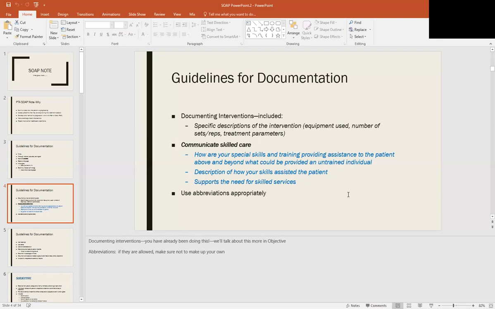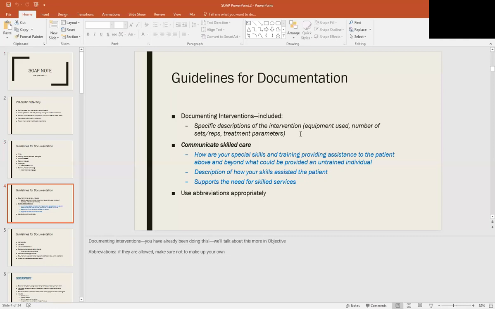On this last bullet point, we want to use abbreviations appropriately. Like we saw in class last Friday, abbreviations can become confusing, especially if they mean more than one thing. And the way that I need to teach you guys how to document is to write without using abbreviations. Instead you'll be writing the word out, but you still need to be familiar with abbreviations because you'll be reading notes with abbreviations and you need to know what those mean.